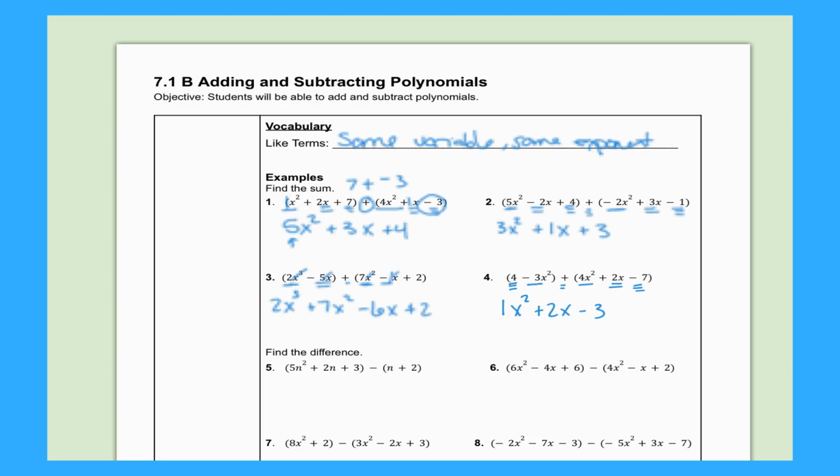And if we were doing all the other information from the first lesson, our leading coefficient here is 1, and it is a quadratic, second power, trinomial, 3 terms. So just like the first one was.